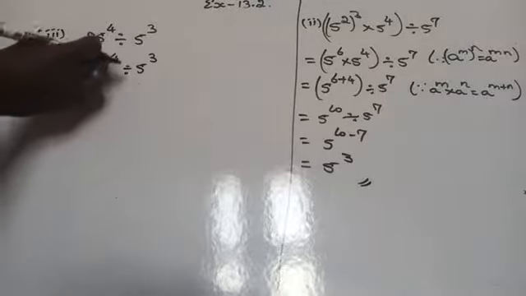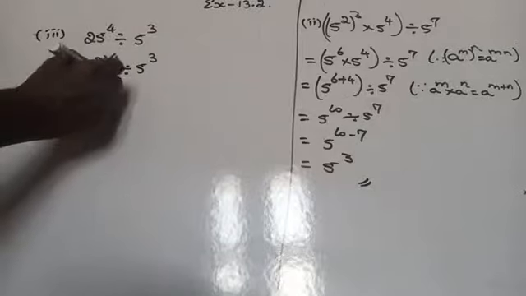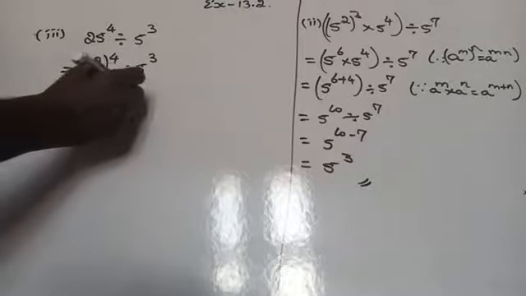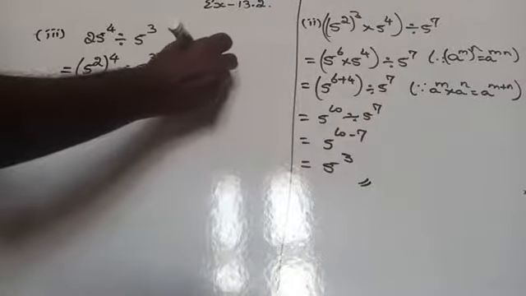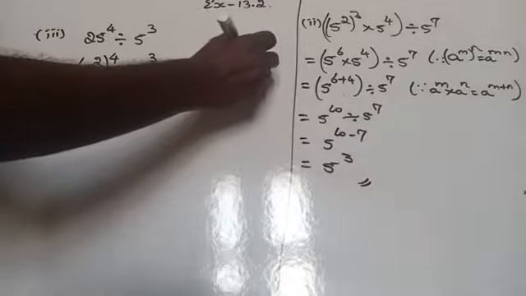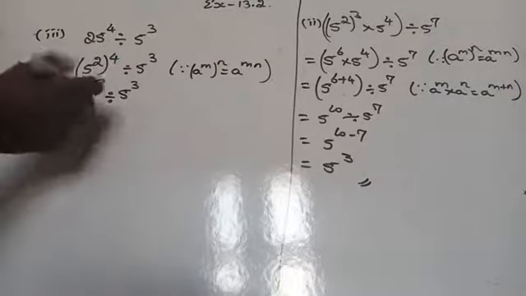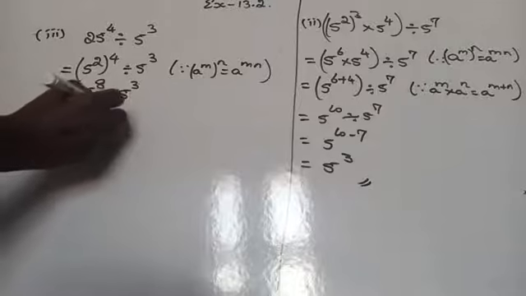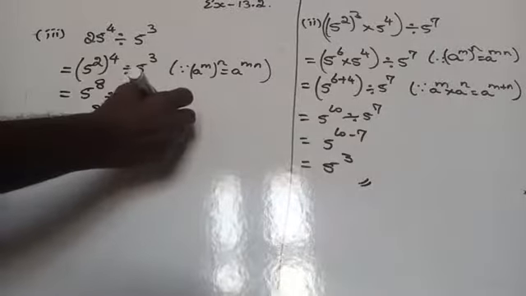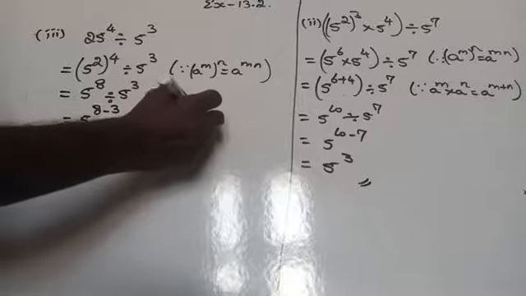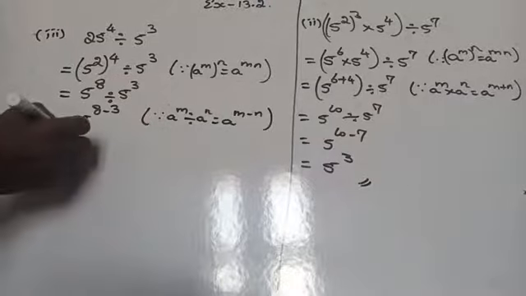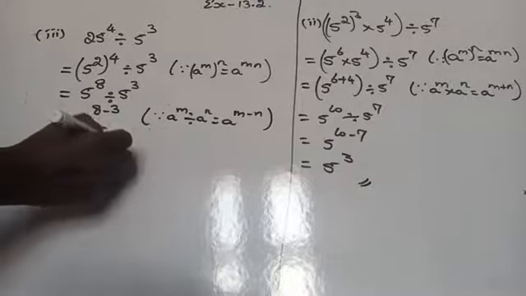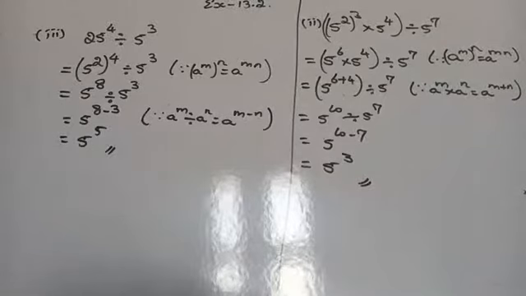It is in the form of a power m the whole power n, so you can write a to the power mn. So 2 fours are 8, divided by 5 to the power 3. Am I right? Since a power m the whole power n is equal to a to the power mn. Then a power m divided by a power n is a to the power m minus n. That means 5 power 8 minus 3. So what is the meaning of that? 5 to the power 8 minus 3 is 5 to the power 5. You need not simplify. You can get your answer in the exponent form.